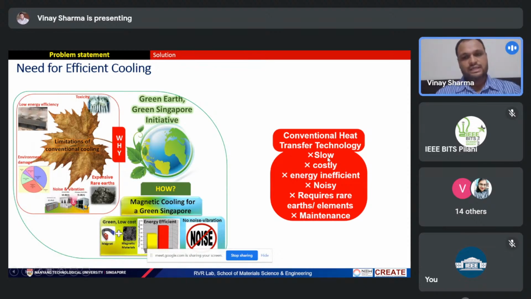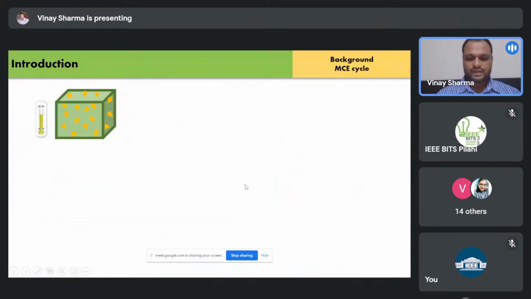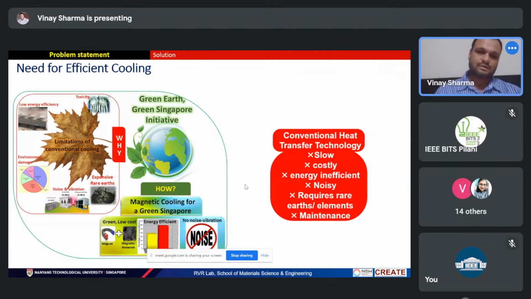So conventional heat technology is slow, costly, energy inefficient, noisy, requires rare earth metals, and a lot of maintenance. So what we are devising is something which is more sustainable, low cost, highly energy efficient, and does not require any rare earth metals with geographical limitations.